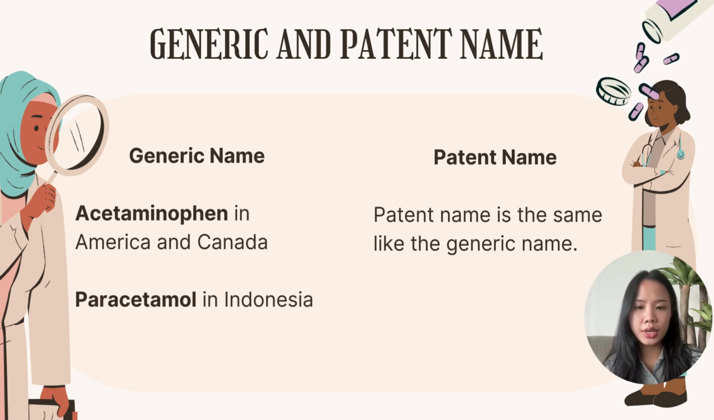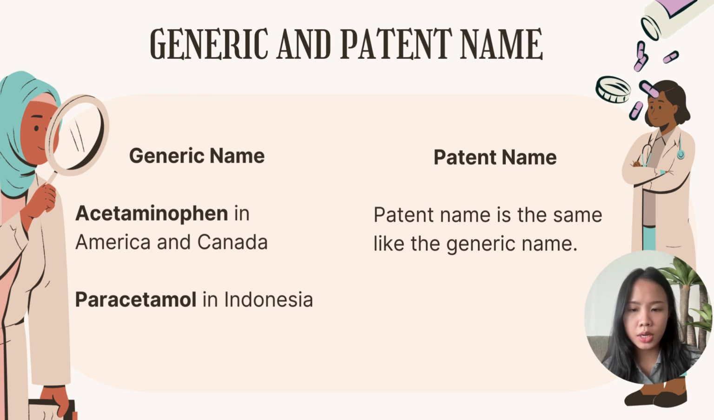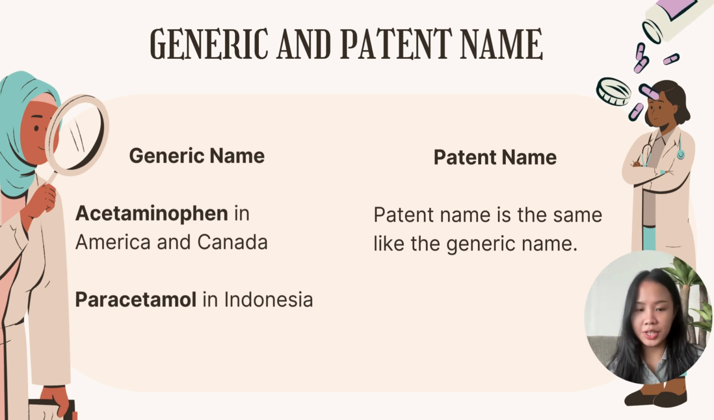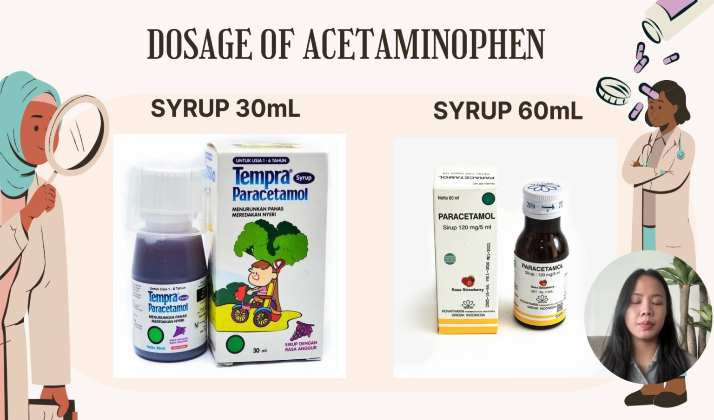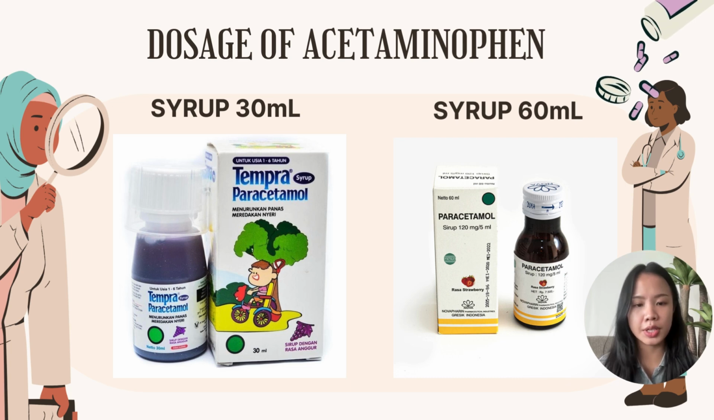And these are the generic and patent names. The generic name is acetaminophen in America and Canada, and paracetamol in Indonesia. The patent name is the same as the generic name. Dosage of acetaminophen, as you can see in the picture, for Tempra paracetamol syrup, there is 30 milliliters, and for paracetamol syrup, it's 60 milliliters.